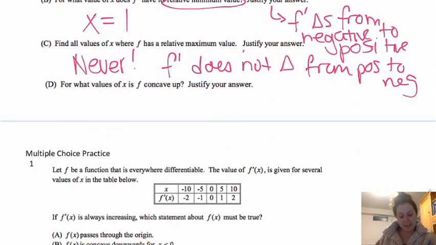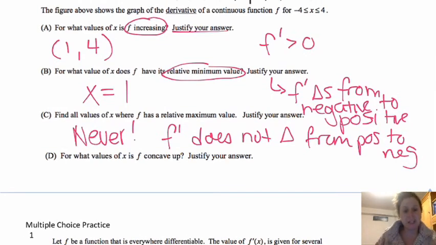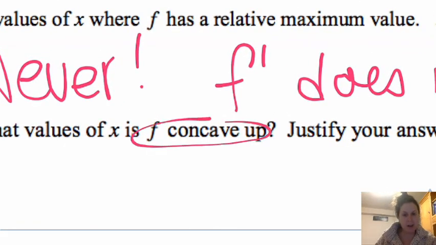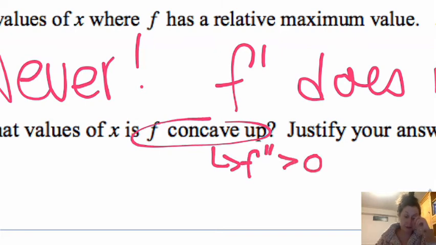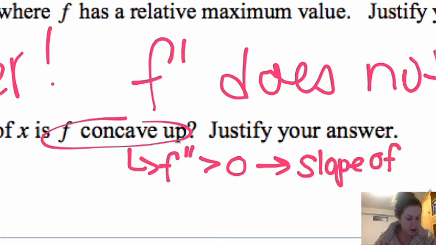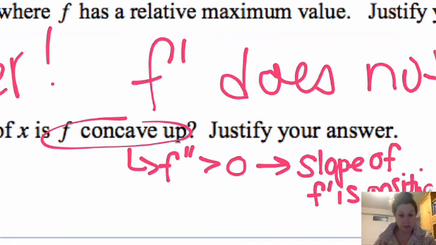And then the last one is concavity. And again, this is normally where people start to get stuck. Concavity is a little bit trickier. So here's the thought process I go through with concavity. If f is concave up, I know f double prime will be positive. What that tells me, remember f double prime is the derivative of f prime, aka the slope of f prime. So that tells me the slope of f prime is positive. Or f prime is increasing, right?